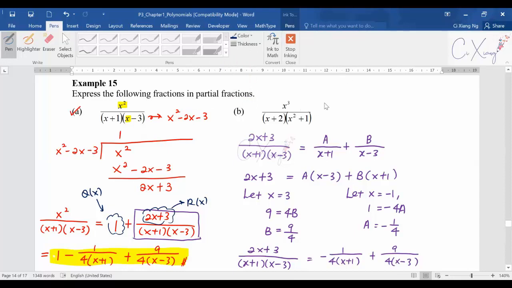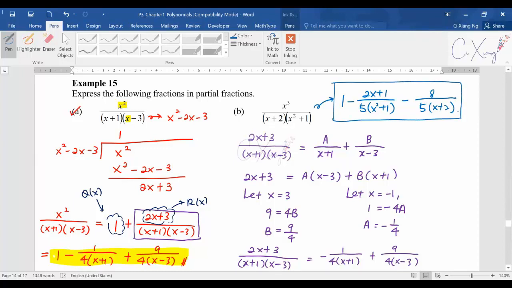I put it under this part, obviously it is an improper fraction. Just to tell you that the answer is 1 minus (2x plus 1) divided by 5(x squared plus 1), then minus 8 over 5(x plus 2). Please try out this example and see whether you can get the answer correctly or not. So here we end our third subtopic for algebra, partial fraction. It is quite long actually, but once you manage to know how to use the method correctly, it is actually very simple.